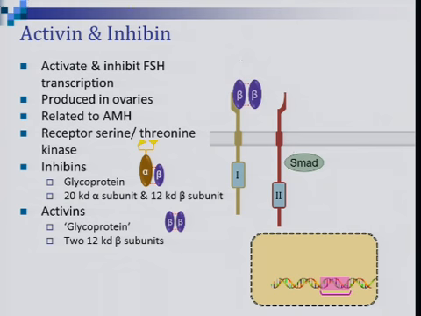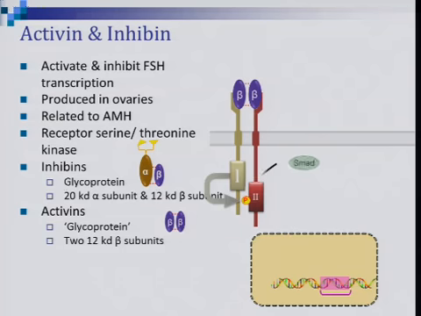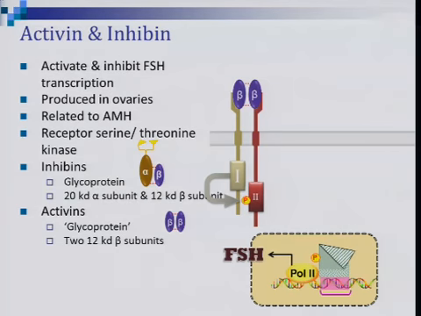So the way they work is that activin will bind to the type 1 receptor, and that causes the type 2 receptor to bind. The type 2 receptor is phosphorylated. It turns around and phosphorylates the SMAD transcription factor, and that activates transcription of follicle-stimulating hormone in the pituitary.